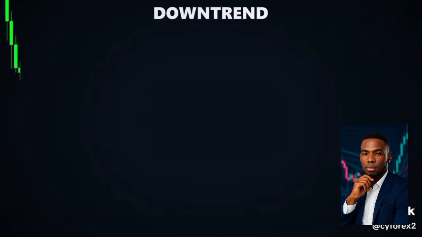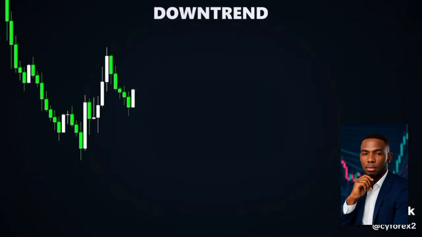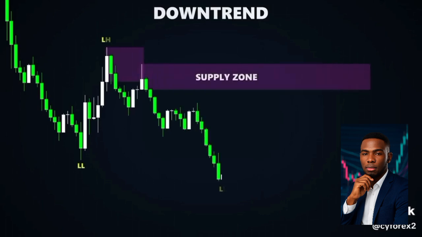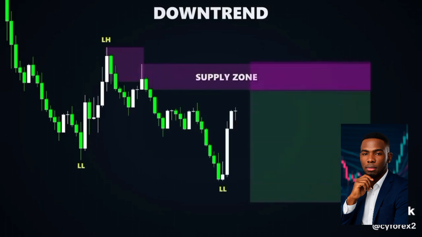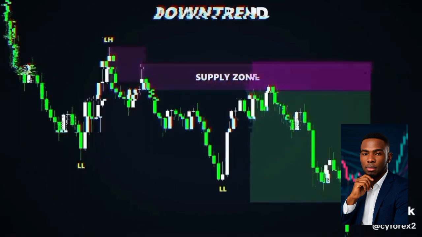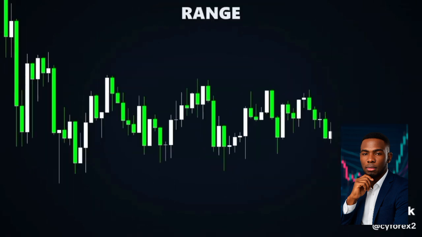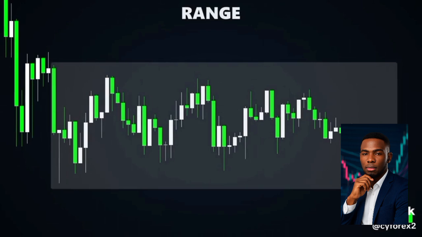Second, the downtrend. Same concept, but in the other direction. Price is making lower highs and lower lows, which shows sellers are in charge. So instead of buying, you're looking for chances to sell and follow the trend. Third, the range. Price isn't really going up or down, it's just moving sideways between support and resistance. Buyers and sellers are basically balanced. This is where a lot of traders get stuck or take losses, because there's no clear direction to follow.